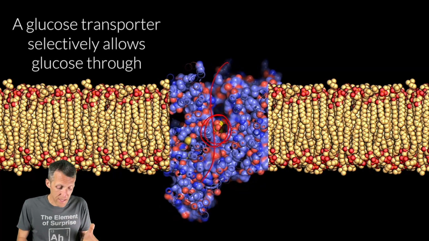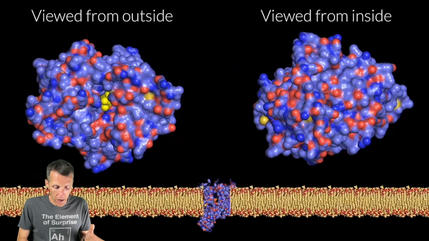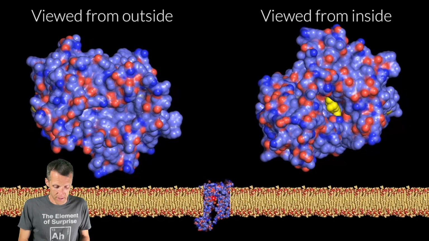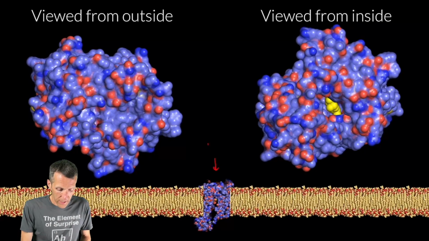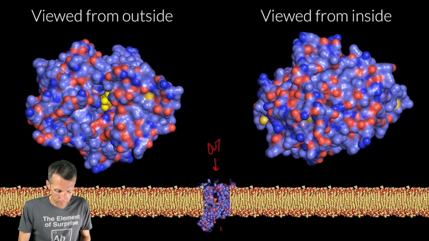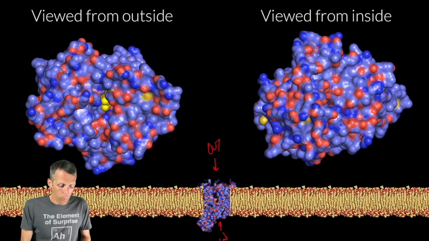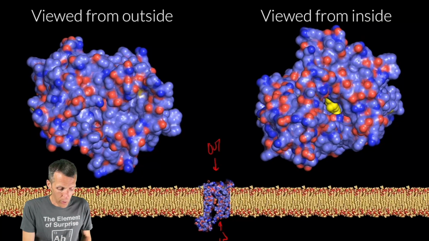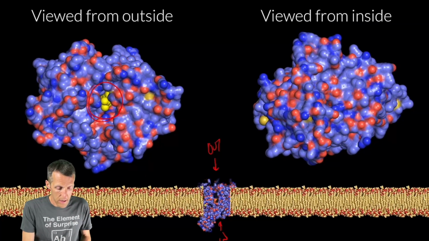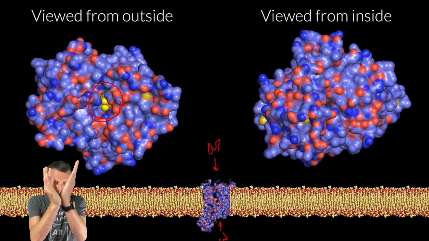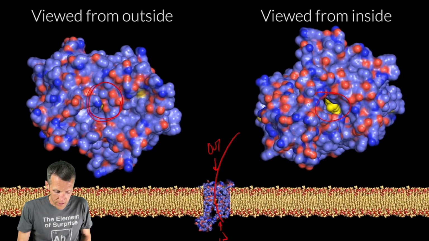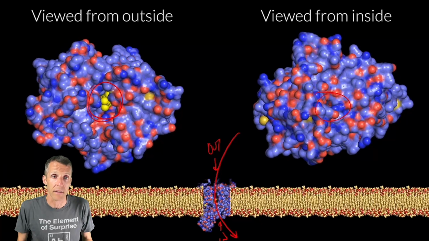This might be easier to see if we change our view a little bit. So now I'm going to zoom out. Now we're looking at the same picture we had before, but now it's at the bottom, and we're looking in from the outside and from the inside. Hopefully what you can appreciate is that the glucose is basically exposed to the outside here. And then when the channel closes, it's now exposed to the inside here. What that allows the glucose molecule to do is diffuse from outside into inside.